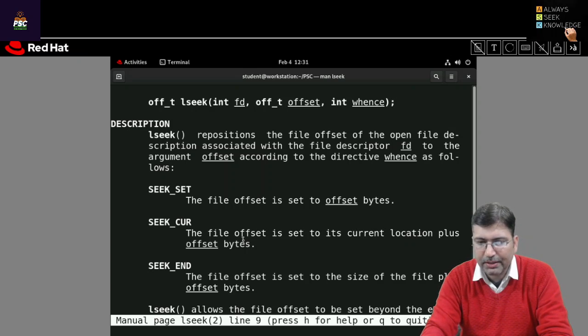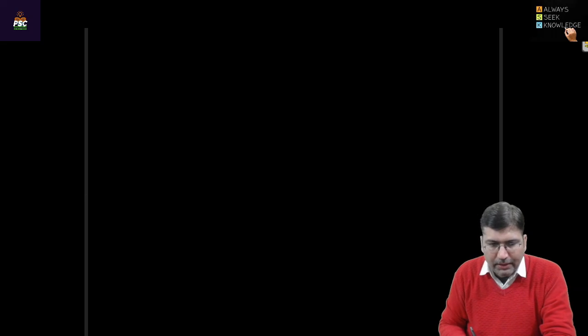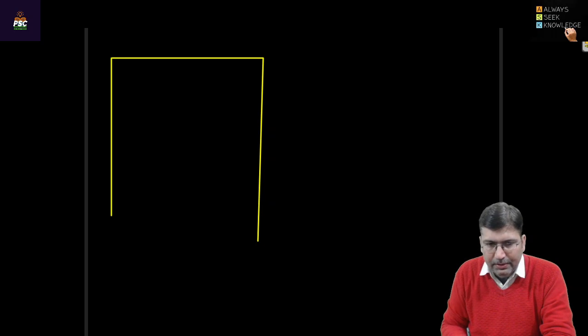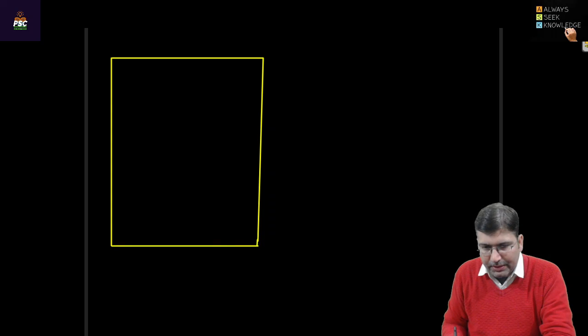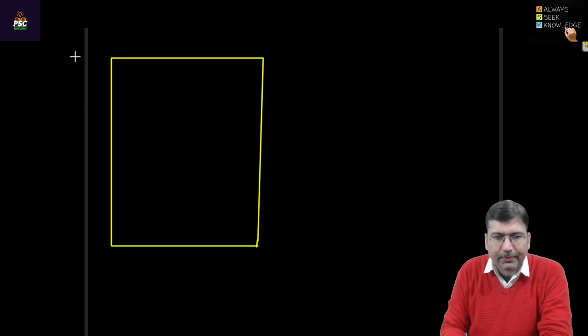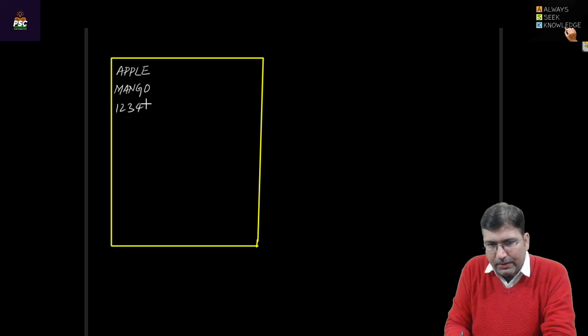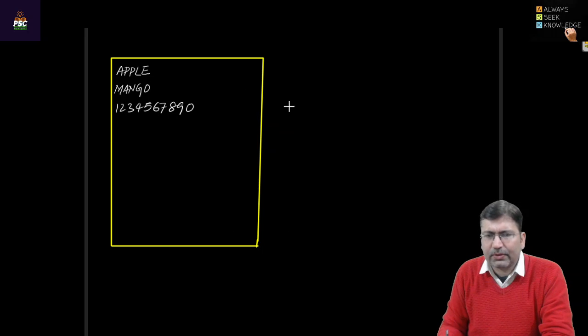Okay, so let's check it. So let's say you are having a file and your file is somewhere created and file is having some number of characters, right? So let's say this is your file and in this file you have stored some data. So you are having data like you have written apple here, let's say mango, let's say 1 2 3 4 5 6 7 8 9 10 and so on. There are a number of things you have stored.